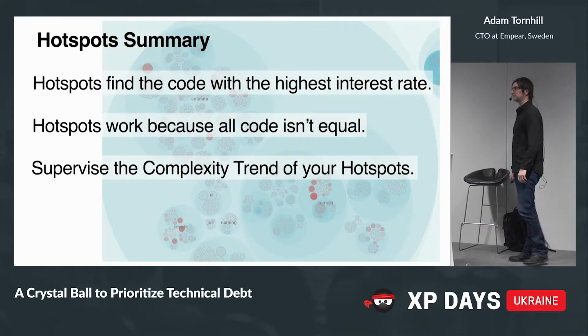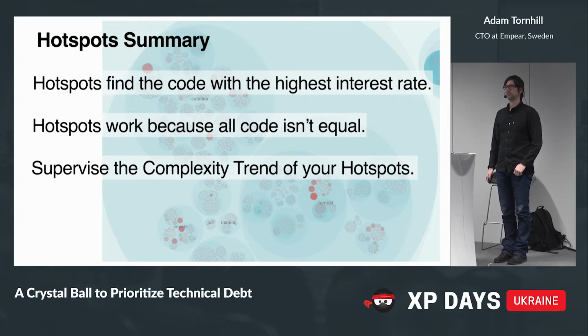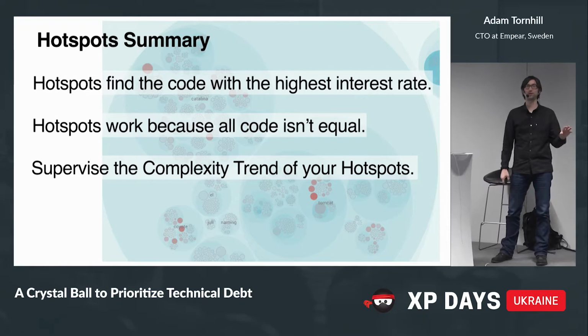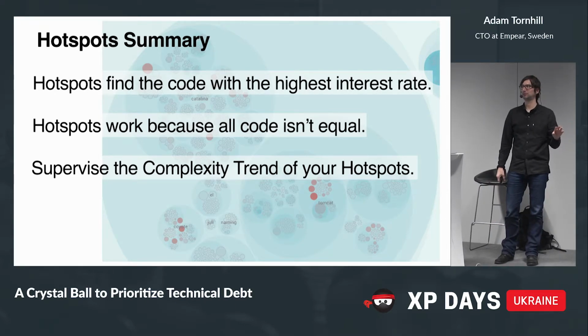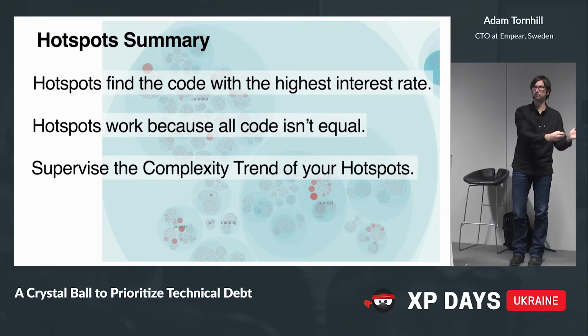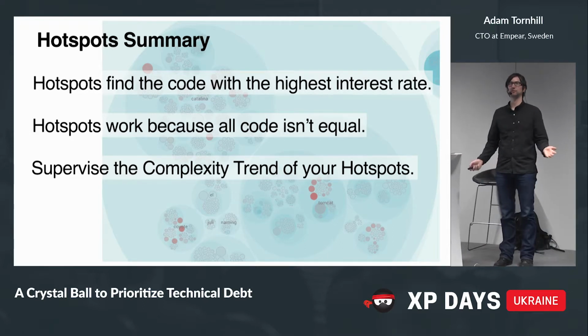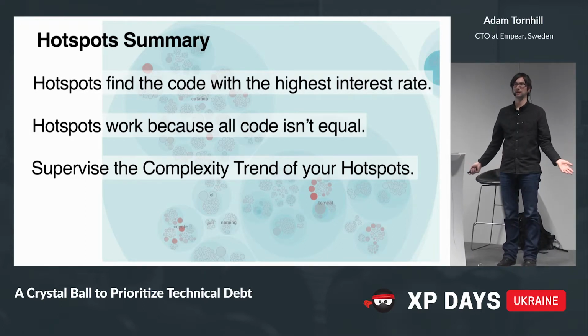So to sum this up, using hotspots, we can identify the code with the highest interest rate. And the reason they work is because all code isn't equal. We tend to spend most of our time in a relatively small part of the code. And that's where we want to prioritize improvements, because that's where we get the biggest return on investment. And we've also seen how complexity trends may help us detect if we approach the normalization of deviance.